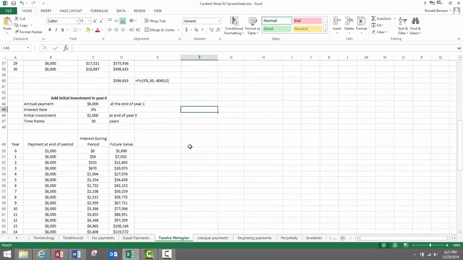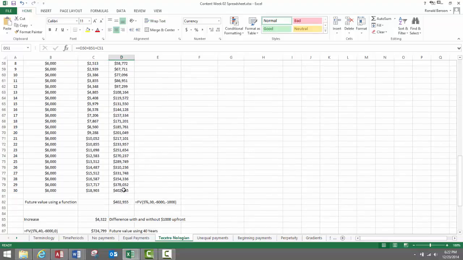Now let's suppose that we want to add an initial investment of $1,000. Maybe she was given a graduation present of $1,000. So she inputs that and opens the fund with $1,000 in year zero. What will this do to the final value? Well, we could do a tabulation, which is 1,000 into year one. We add 6,000 plus $50 interest on that 1,000. We get 7,050. Take that all the way down. It now is 402,000.